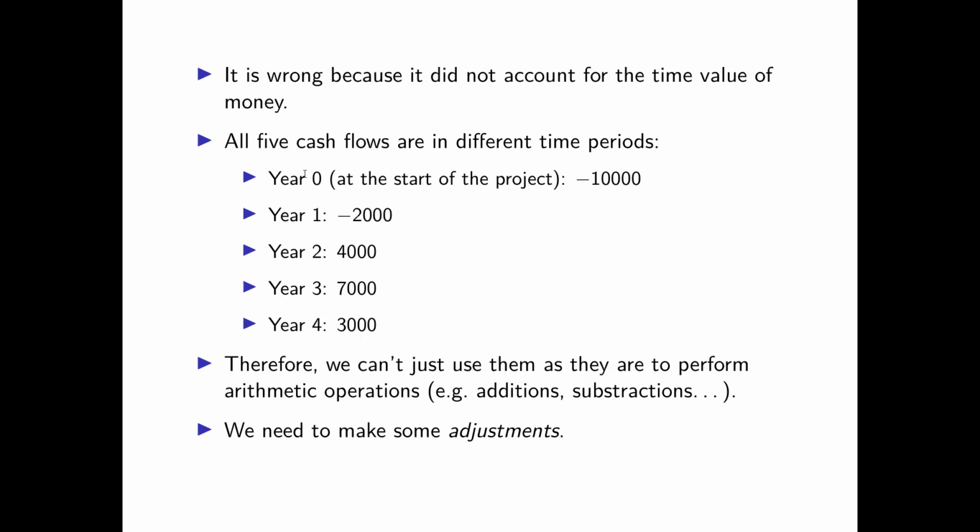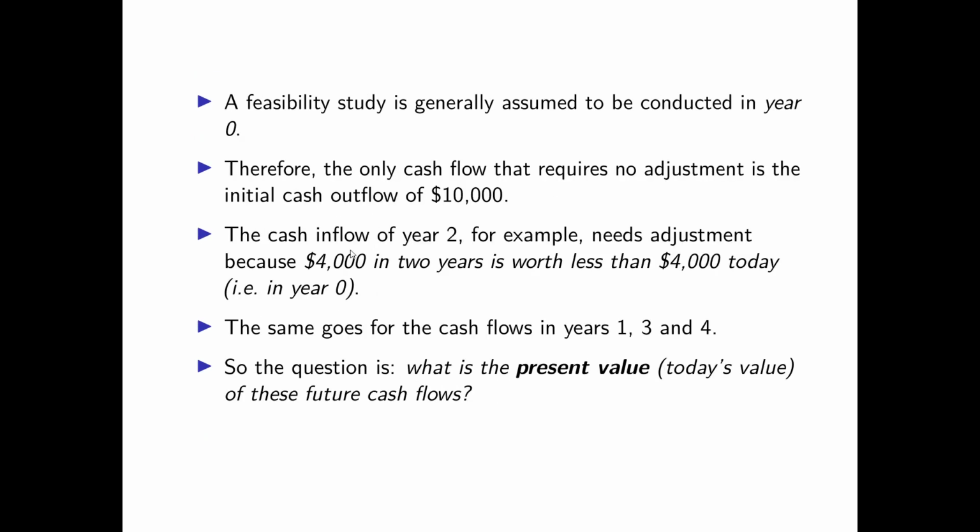This is considered as a cash flow that happens now, the start of the project. Okay, but this amount here is not going to be affected. It doesn't have to be adjusted. These have to be adjusted. Okay, so this basically says the same thing. The cash inflow of the second year is $4,000. Well, $4,000 in 2 years and $4,000 today are different amounts because of time. So we need to adjust them.